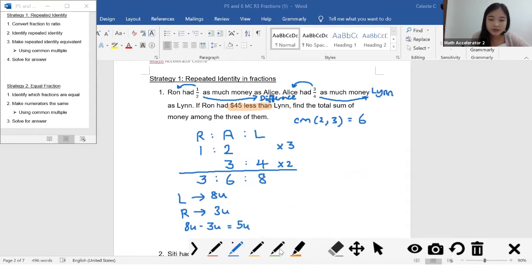So these 5 units must relate to $45 here because it's the difference. So 5 units equals $45, right? Can you calculate what is 1 unit? Okay, good, $9. 45 divided by 5 to get your $9 for 1 unit.